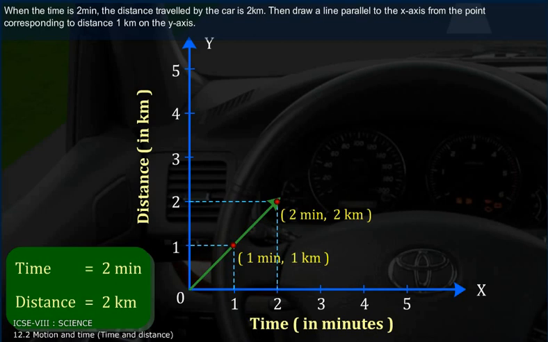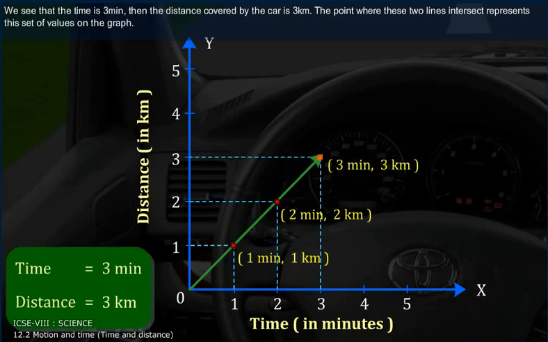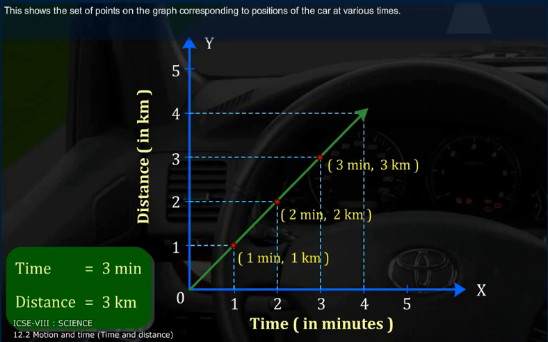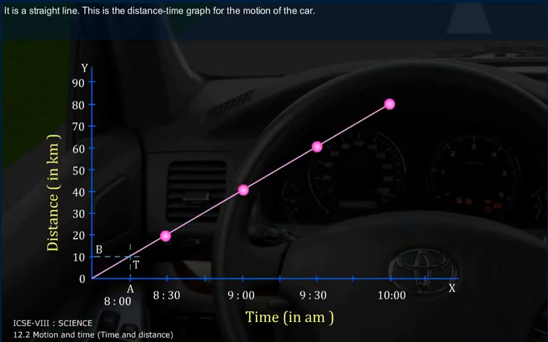Then draw a line parallel to the x-axis from the point corresponding to distance 1 km on the y-axis. We see that when the time is 3 minutes, the distance covered by the car is 3 km. The point where these two lines intersect represents this set of values on the graph. This shows the set of points on the graph corresponding to positions of the car at various times. In a straight line, this is the distance-time graph of the motion of a car.